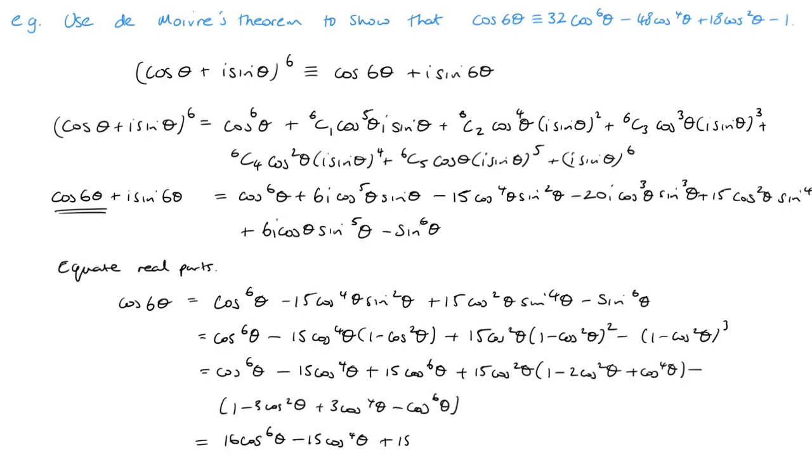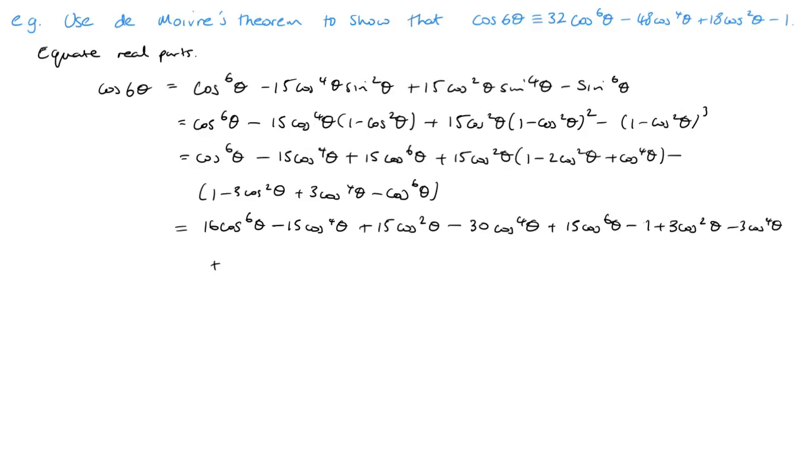So plus 15 cos squared theta minus 30 cos to the 4 theta plus 15 cos to the 6 theta minus 1 plus 3 cos squared theta minus 3 cos to the 4 theta plus cos to the 6 theta.